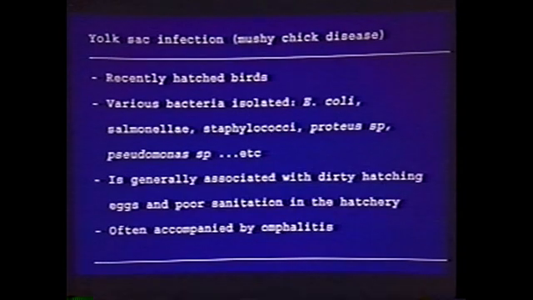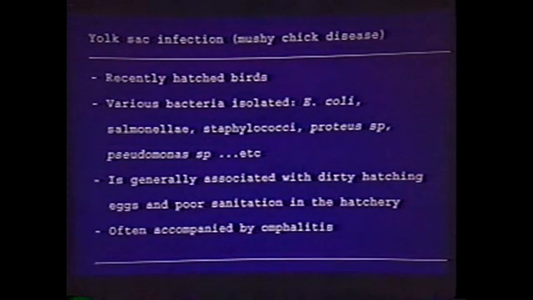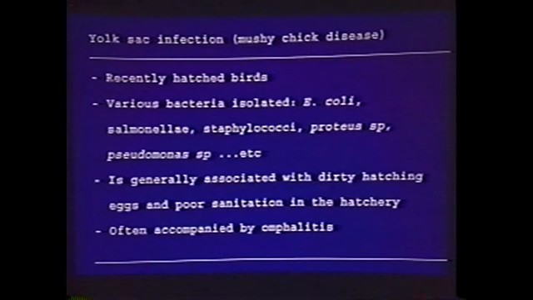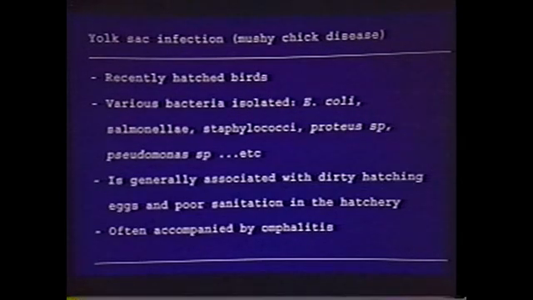Thus, yolk sac infection is commonly associated with omphalitis as well, navel ill. It can be caused by a variety of bacteria, with a variety of bacteria being isolated from birds with omphalitis, including Salmonella, Staphylococci, Proteus, E. coli, and other bacteria. It's generally associated with dirty hatching eggs and poor sanitation in the hatchery.